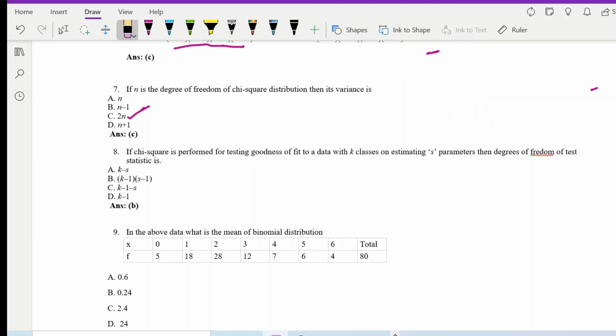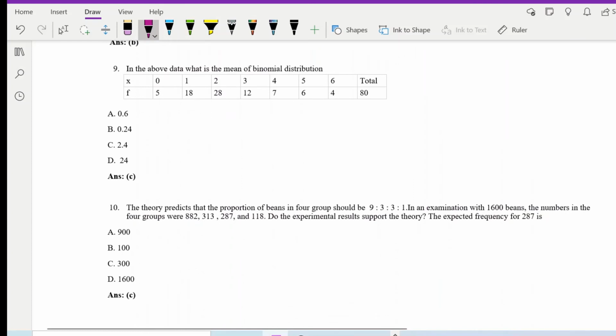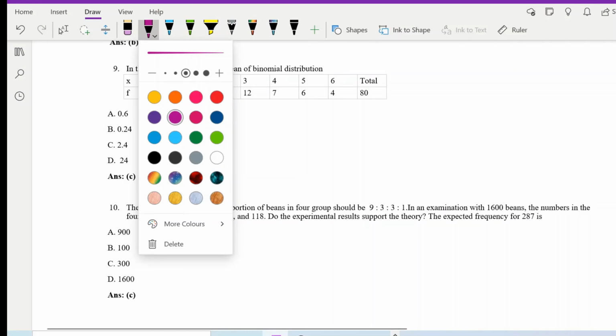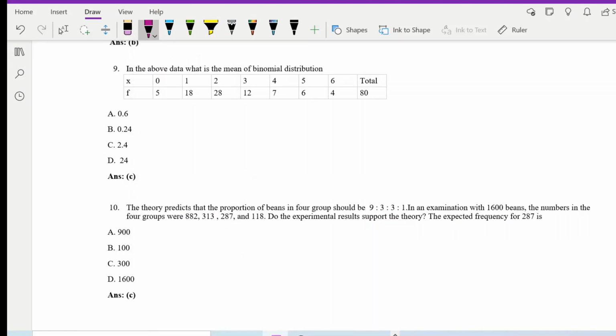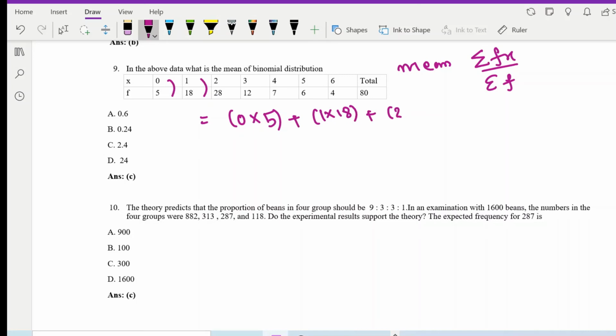Next question. In the above data, what is the mean of the binomial distribution? The mean of a binomial distribution is n into p, but from this table we can directly calculate the average value. The mean is the summation of f into x divided by the summation of f. How can we calculate f into x? 0 into 5 plus 1 into 18 plus 2 into 28 plus and so on, up to 6 into 4, divided by the total frequency.